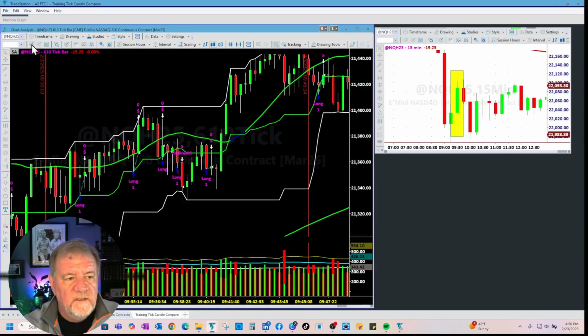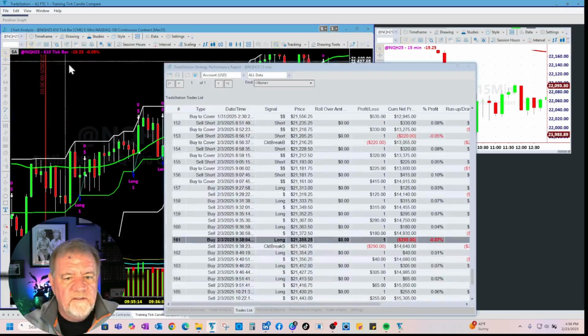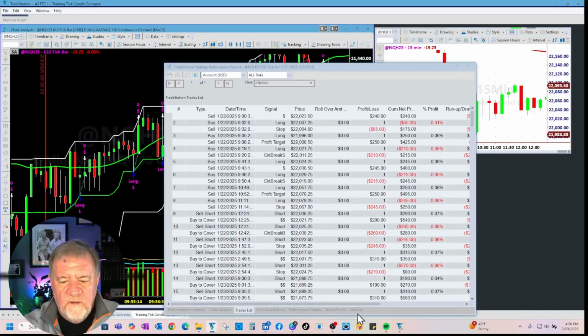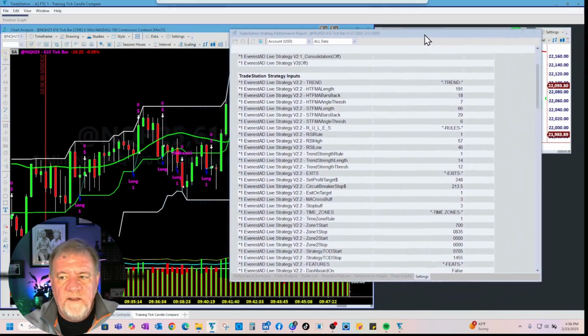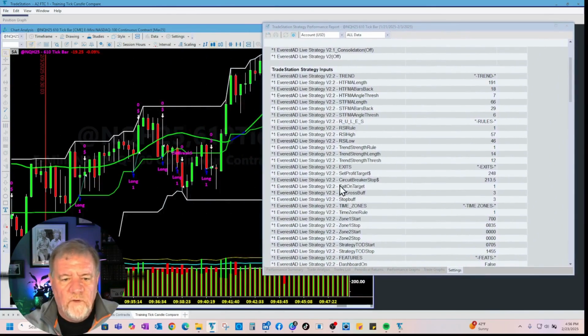In this case, I'll pull up my statistical analysis, my performance analysis chart. This is automatically output with TradeStation for all of your trades throughout the strategy that you've got turned on. Now, I've got my profit target set at $248. I've got a circuit breaker stop at 213. That means if it goes above negative 213 or below negative 213, it will actually take me out of the trade. That's one of my exits.